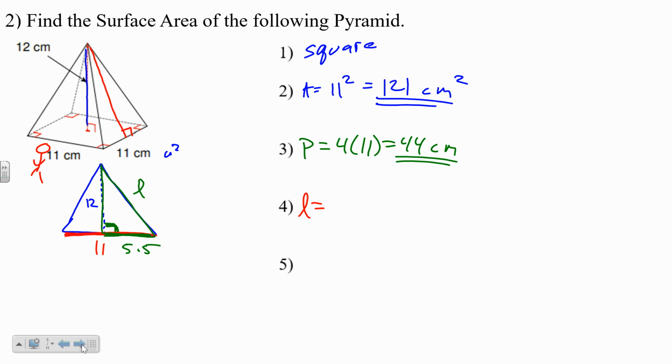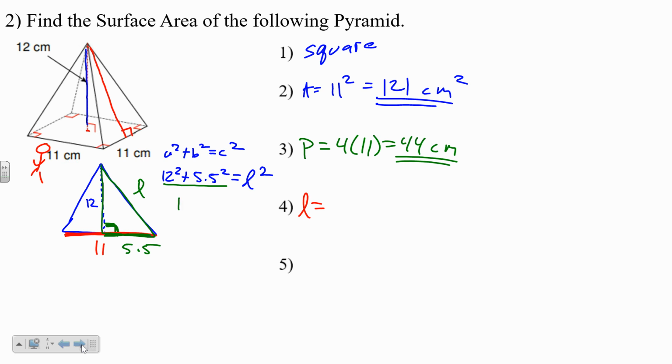a squared plus b squared equals c squared. It doesn't matter which one is which, so I'll start with 12 squared plus 5.5 squared is equal to my slant height squared. And again, the good news for this one is that everything on the left-hand side is all numbers we know. They're not variables, so I can just punch this in my calculator. 12 squared plus 5.5 squared. I can do that all in one step.